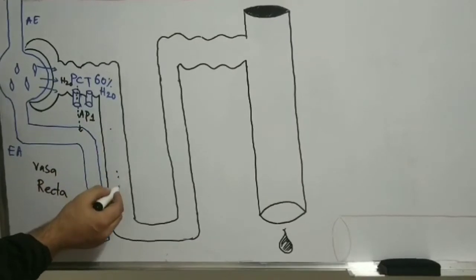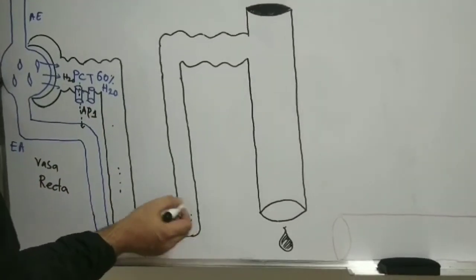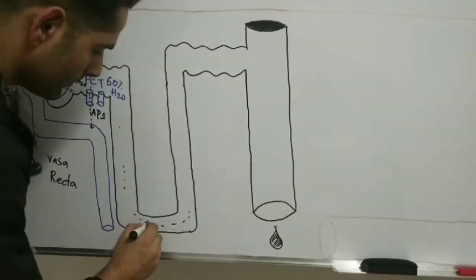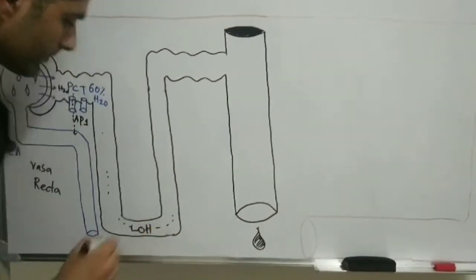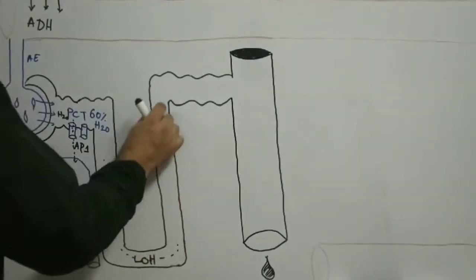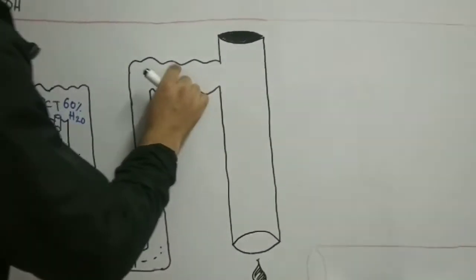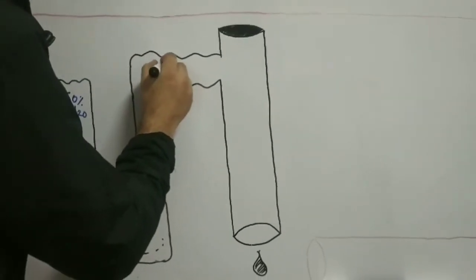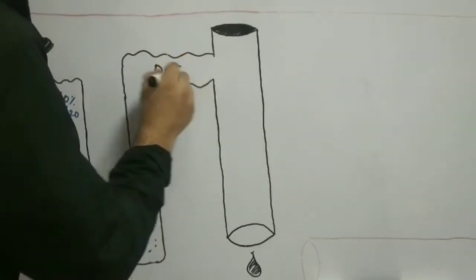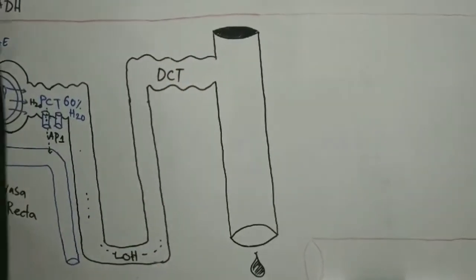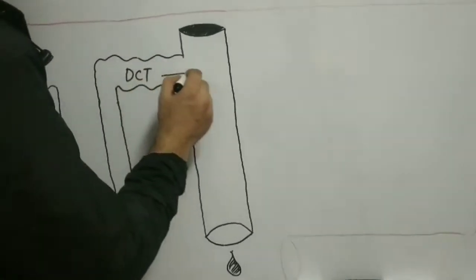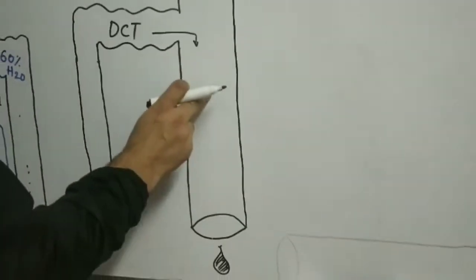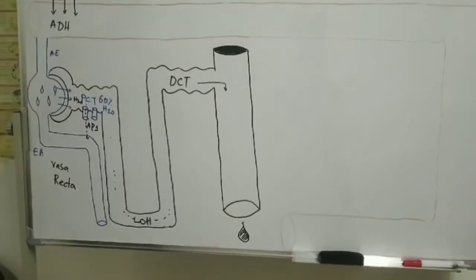Now again this fluid will enter through this structure, which is called the loop of Henle. From the loop of Henle, the fluid will enter into another structure known as the DCT, distal convoluted tubule. Then it will eventually reach the collecting duct. This structure is known as the collecting duct.